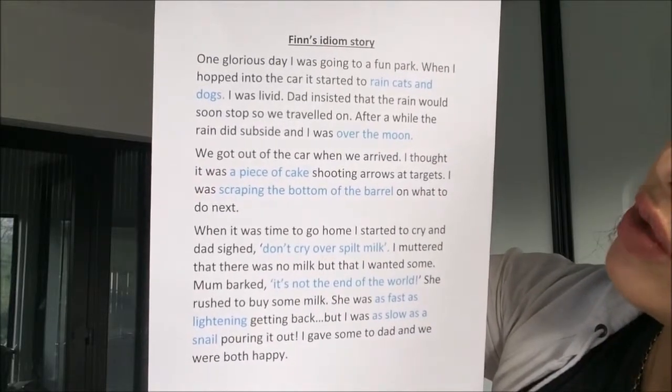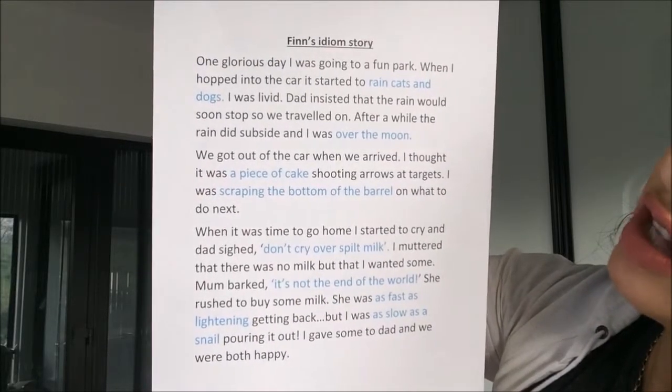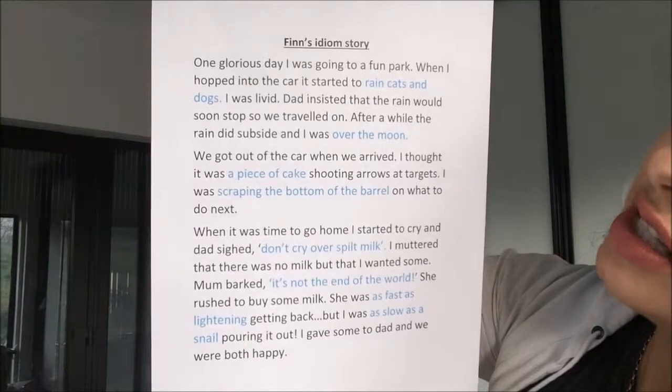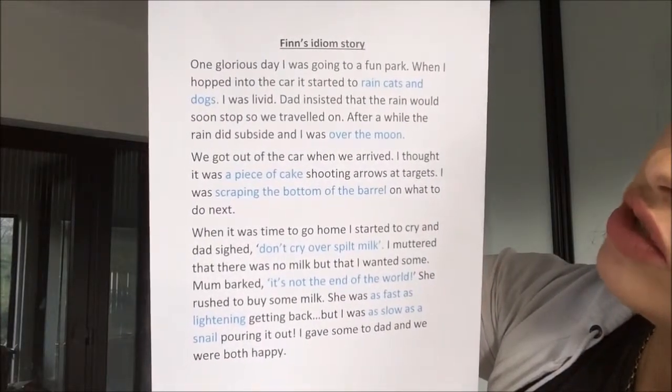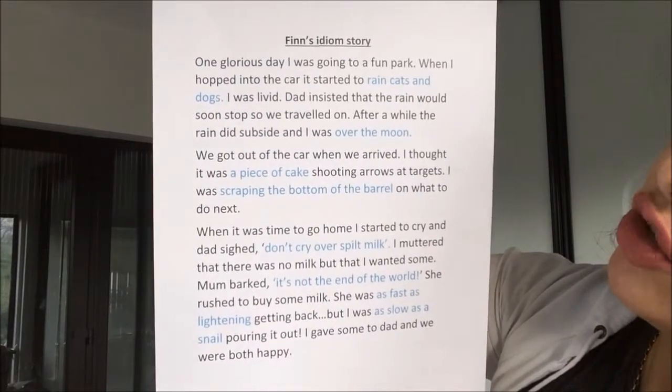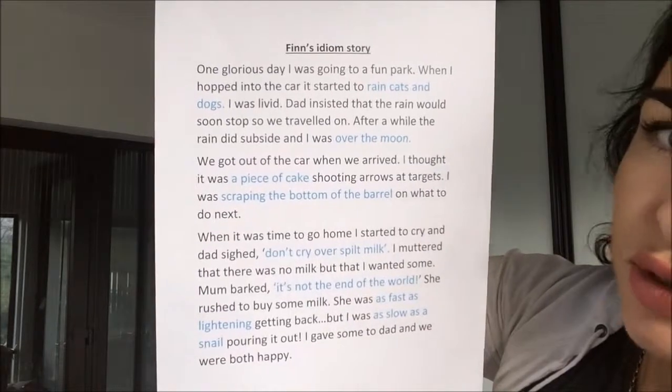One glorious day, I was going to a fun park. When I hopped into the car, it started to rain cats and dogs. I was livid. Dad insisted that the rain would soon stop, so we travelled on. After a while, the rain did subside, and I was over the moon. Okay, now if you pause the video there, you'll be able to read the rest of it yourself, but it gives you an insight of how you can create the idioms and put them into stories.